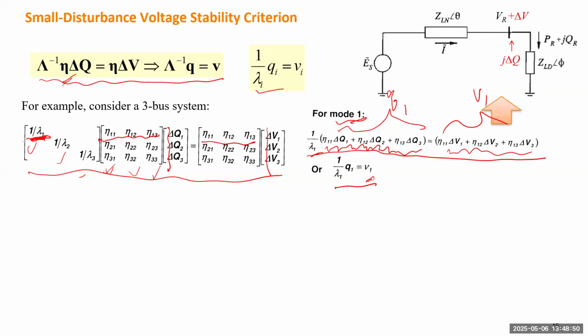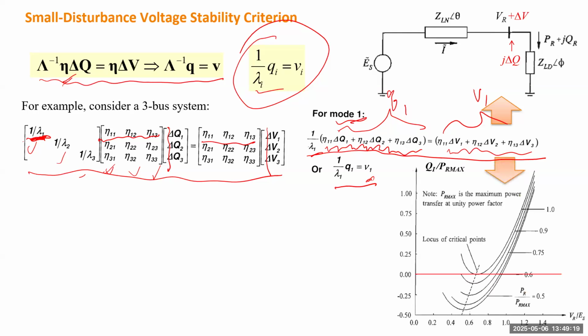All right. So this mode corresponds to a radial system. The VQ curve is developed based on a single radial system. But when we generalize this idea by mode analysis, each mode will have a corresponding VQ curve. And that one can be characterized by an equation such as this one.